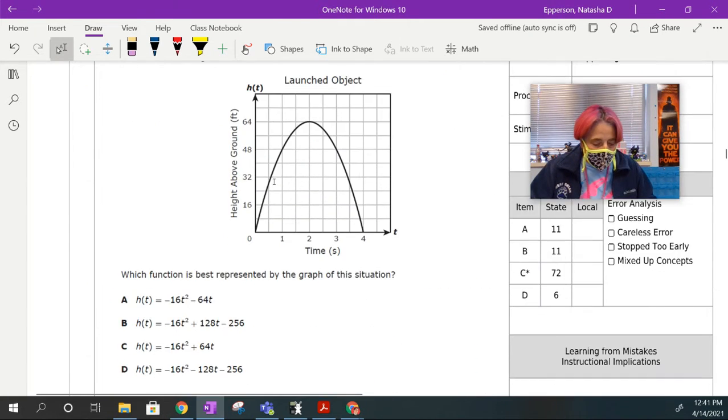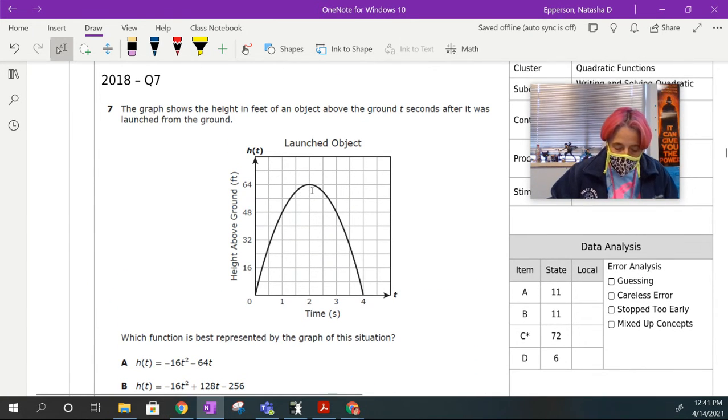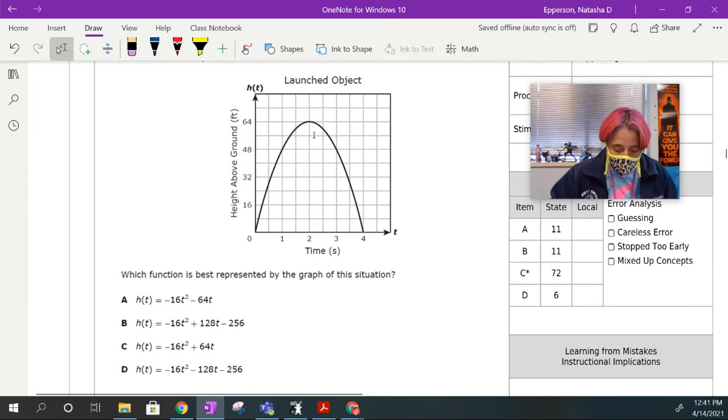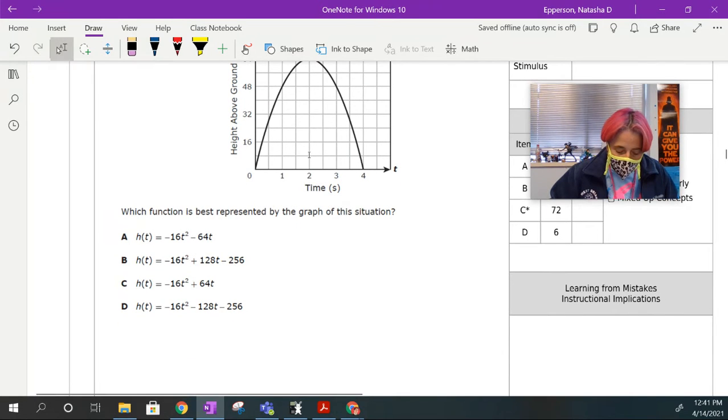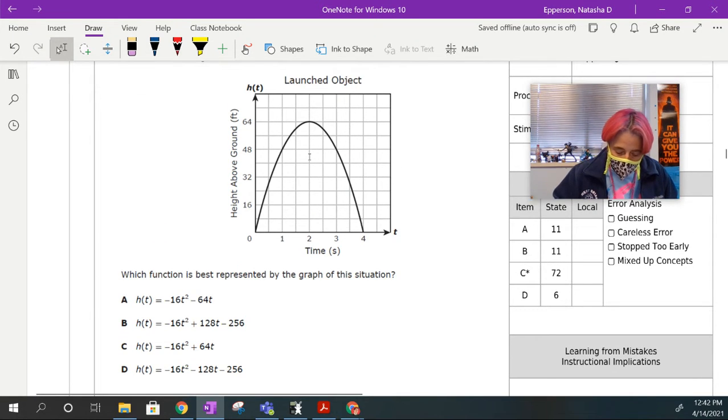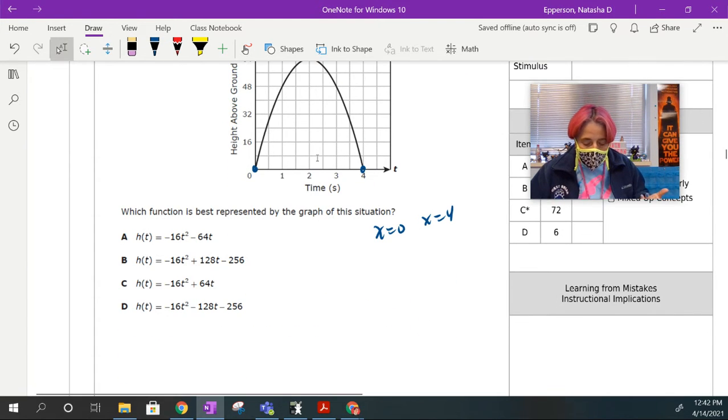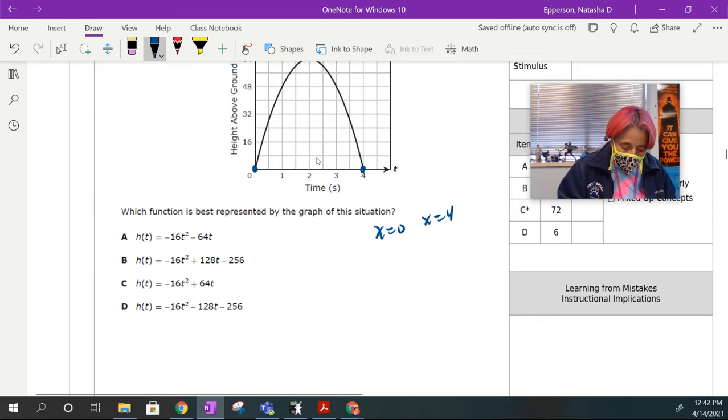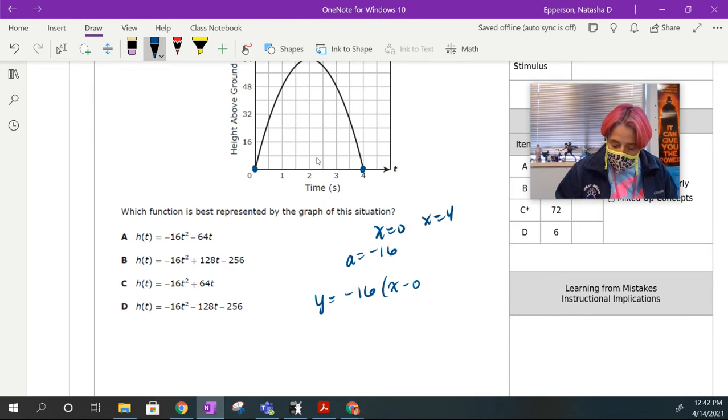Next question. The graph shows the height in feet of an object above the ground at t seconds after it was launched in the air. We want to know which function is represented by the graph of this equation. Again, I'm going to use the zeros of the graph, which are x is equal to 0 and x is equal to 4. Thinking about my a value, all of my answer choices have an a value of negative 16. So this is going to be y is equal to negative 16 times x minus 0 times x minus 4.